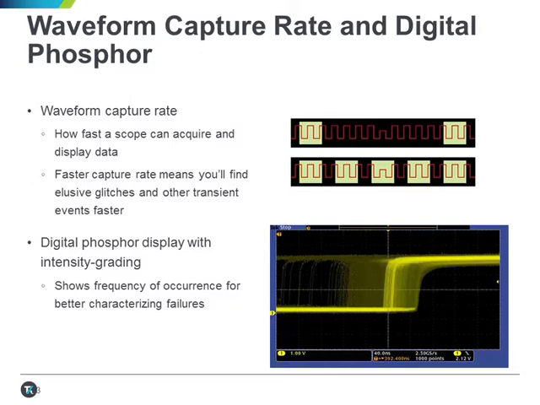Now, in addition to being able to capture waveforms, the instrument needs to be able to display the information in a way that makes sense. Just because a scope can capture thousands of waveforms per second doesn't mean our eyes can see them all. Some oscilloscopes have the ability to use intensity grading to represent how often an event occurs. Infrequent events appear dim and frequent events appear brighter. Because it looks like the phosphor on an analog CRT, Tektronix calls this function digital phosphor.